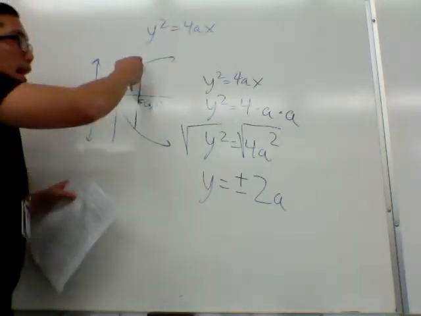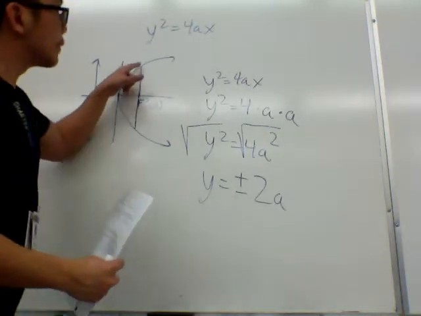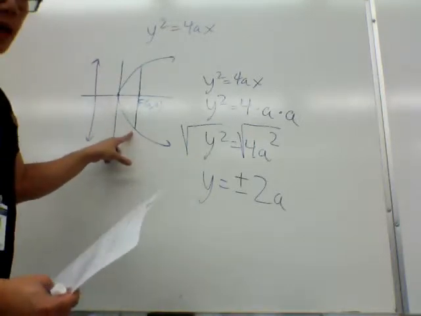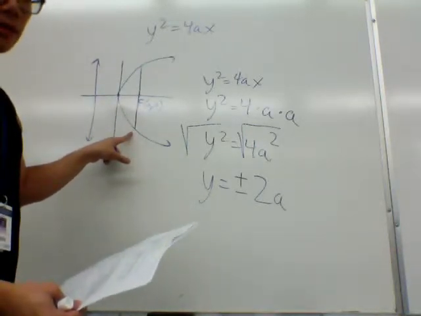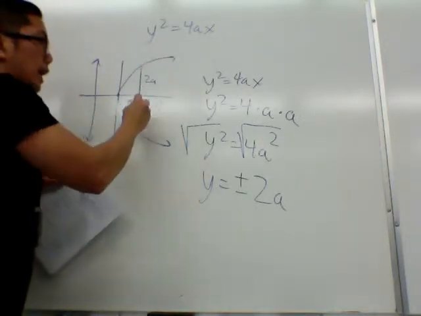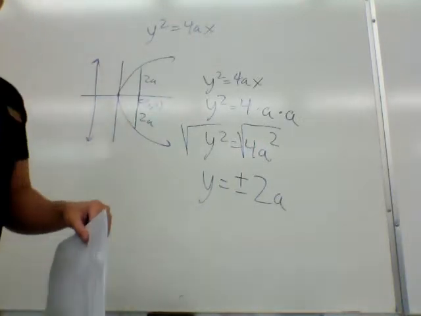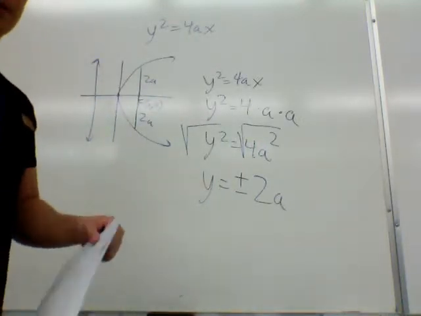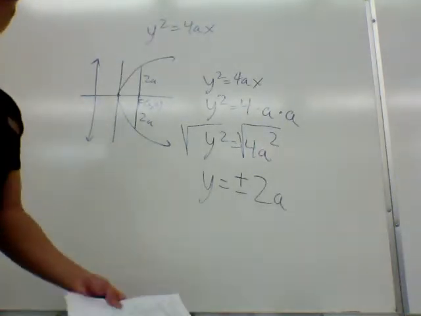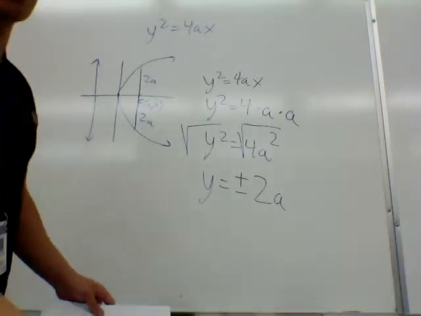Now, as you can see in this next little small paragraph, the line that connects the points above and below the focus is called the latus rectum. And so if this is 2a and this is 2a, the latus rectum is actually length 4a. Now, let's actually do an example. And hopefully when you see the example, you'll be like, oh, it's not too bad.